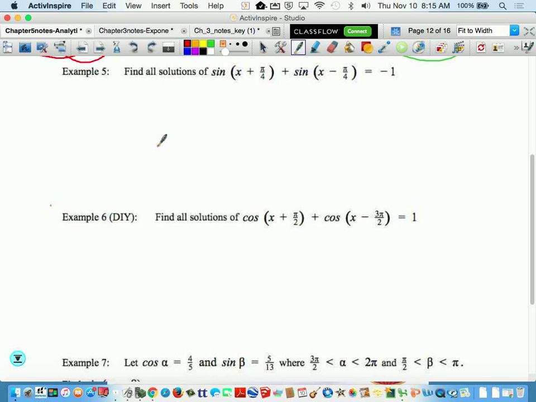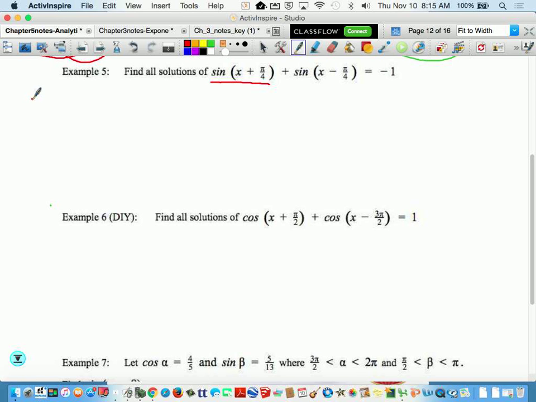Alright, so if I look, this is an equation. It says find all the solutions. So it's the sine of x plus pi over 4, and we're adding a sine of x minus pi over 4, and it's set equal to negative 1. This is called the sum of sines. So the sum and difference, if you look at the top of our formula sheet, we're adding two angles together. One just happens to be an x, and the other one's a pi over 4. So how do you expand that out into its rule?